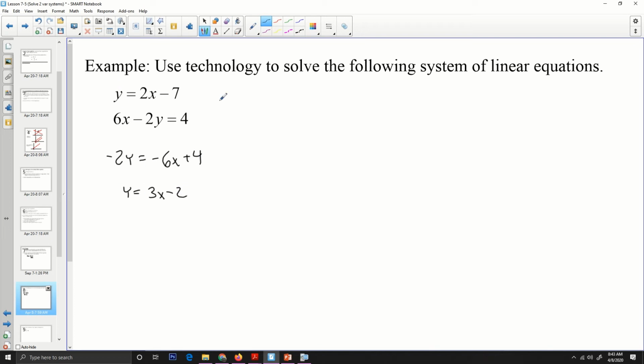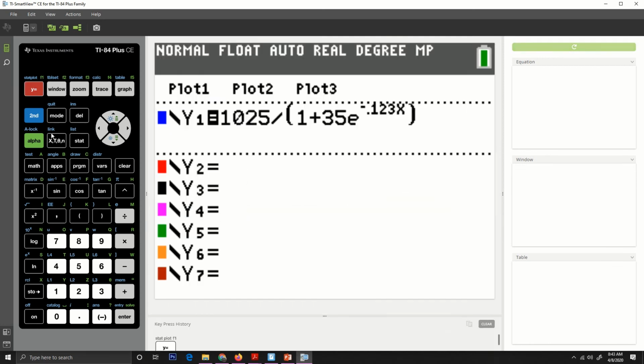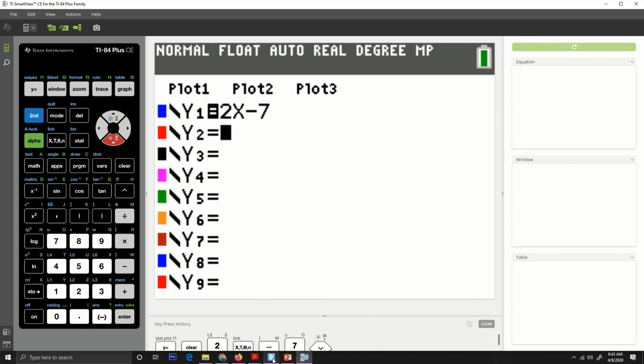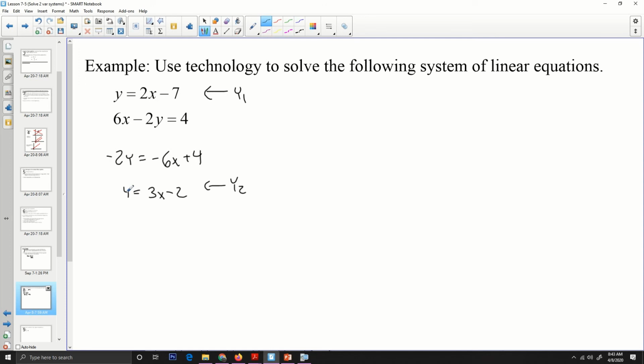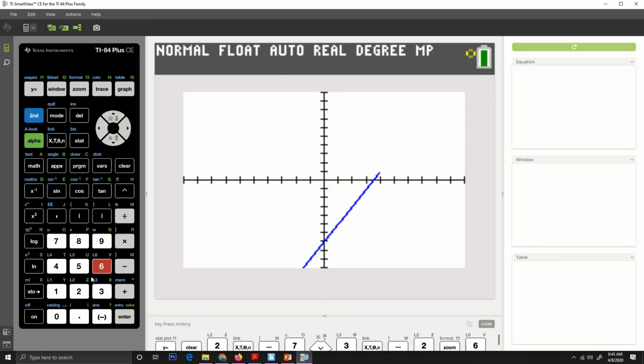So I have two equations. This one is going to be my y1. This one here is going to be my y2. And so I'll grab my graphing calculator, hit my y equals, and clear out the noise from the last one. The first equation, 2x minus 7. And then the second equation here, I've got 3x minus 2. Let's open this onto a standard window. So let's go zoom 6 and see what we get.